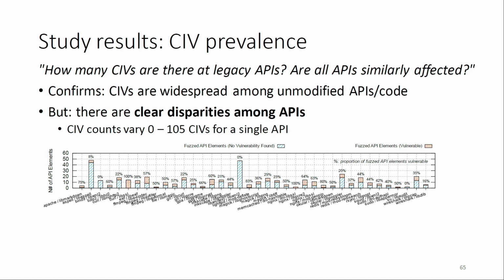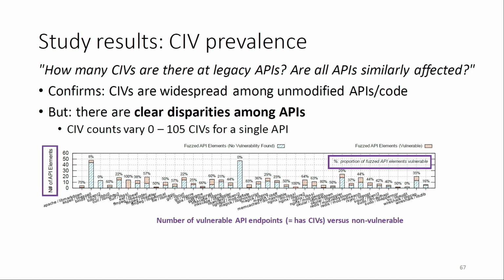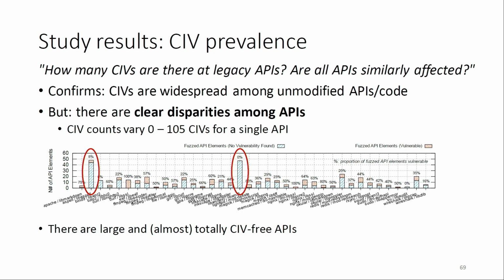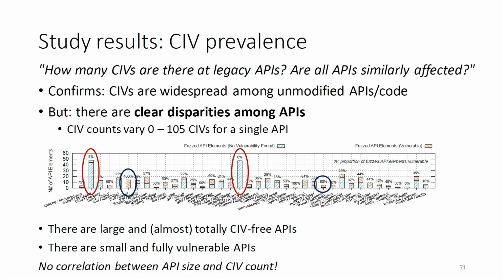Take a look at this plot, which represents for each scenario the number of vulnerable API endpoints versus non-vulnerable. It clearly shows that CIV prevalence among applications and APIs is very heterogeneous. We have, on the one hand, large and almost totally CIV-free APIs, and on the other one, small and fully vulnerable APIs. In fact, we show an entire absence of correlation between API size and CIV count in this data set. So while clearly, yes, CIVs are widespread, no, not all APIs are similarly affected. And this motivates us to look into the patterns and effects that influence these observations.